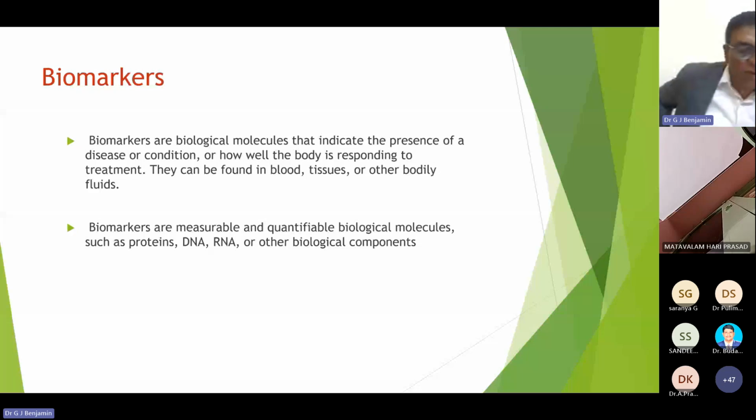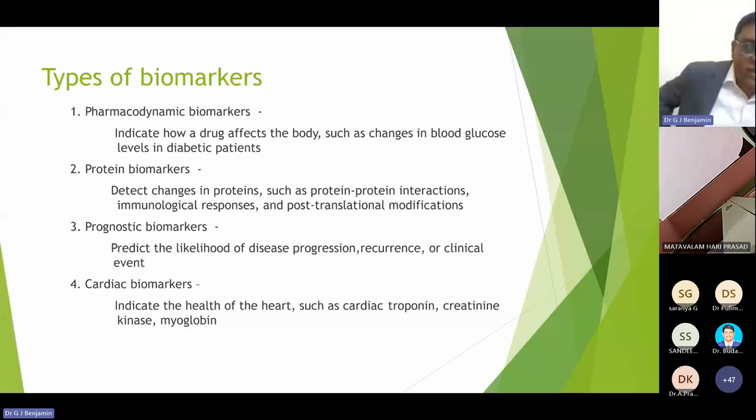Now, going further, what types of biomarkers are seen? You can have a pharmacodynamic biomarker, a protein biomarker, a prognostic biomarker, and a cardiac biomarker. The pharmacodynamic biomarker indicates how a drug affects the body, such as a change in blood glucose level in a diabetic patient. Suppose a diabetic patient is on treatment. This will tell you how well the blood sugar is controlled.